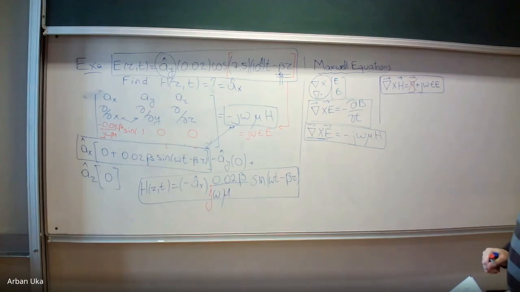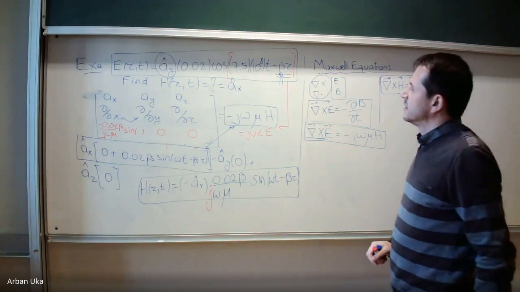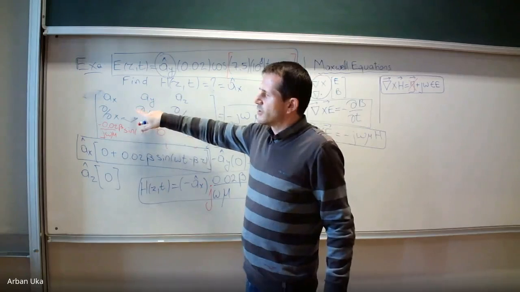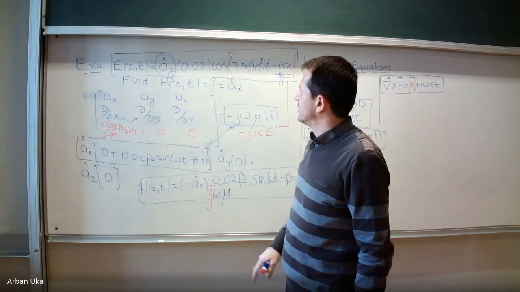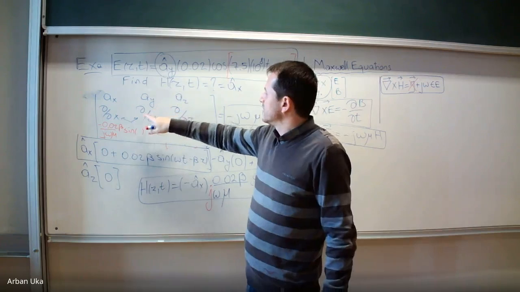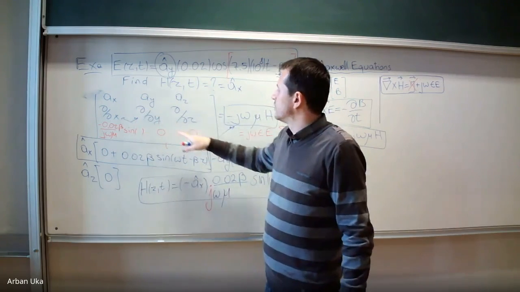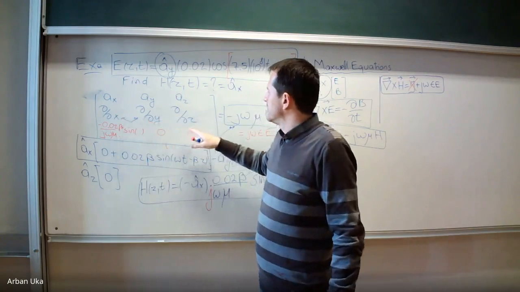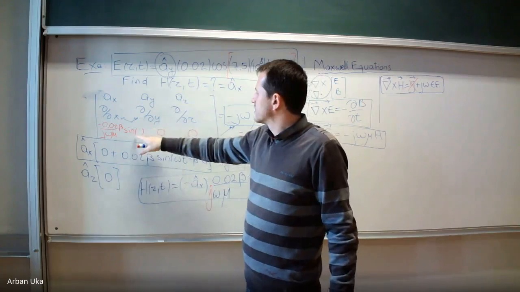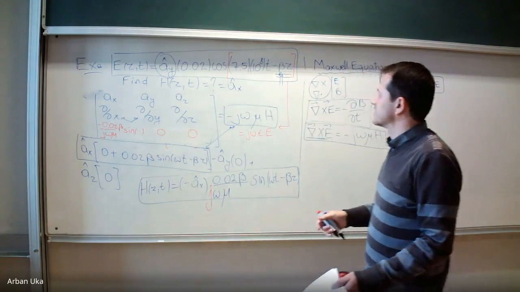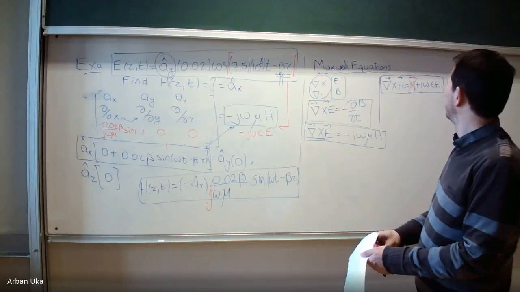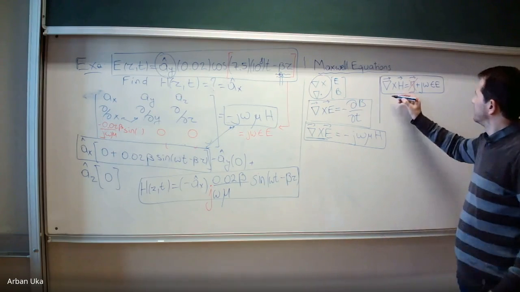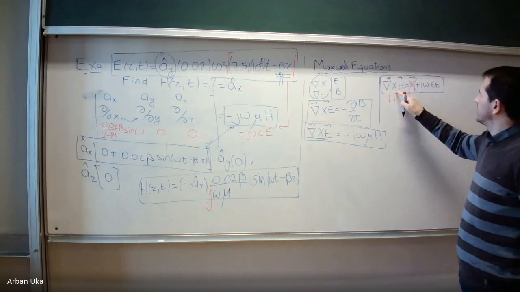So actually we can have a look. It looks like on this curl, the only non-zero term will be from the AY. So we can say here, this is AY times the derivative of 0 with respect to x, and the derivative of this term with respect to z, minus. So then this curl here, we're going to write this expression.